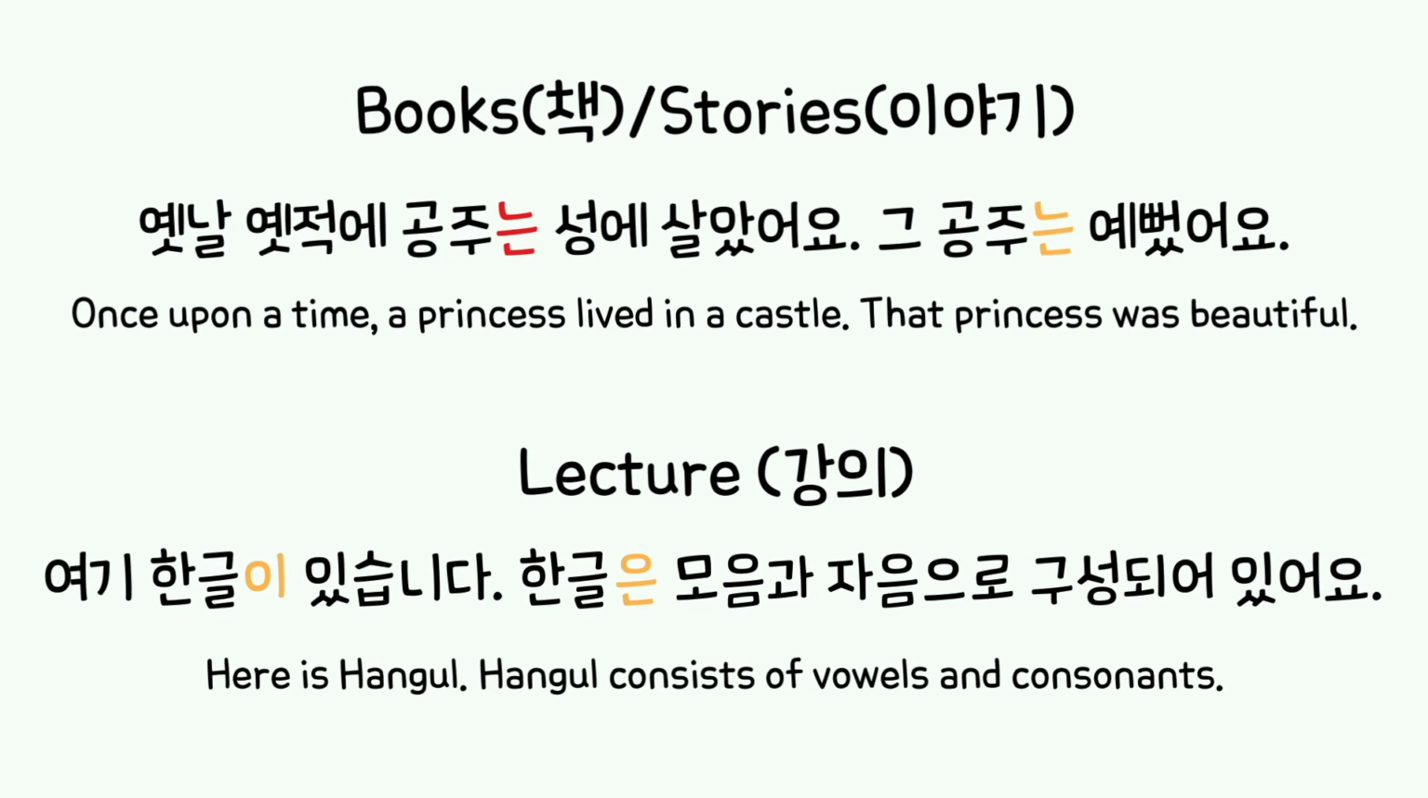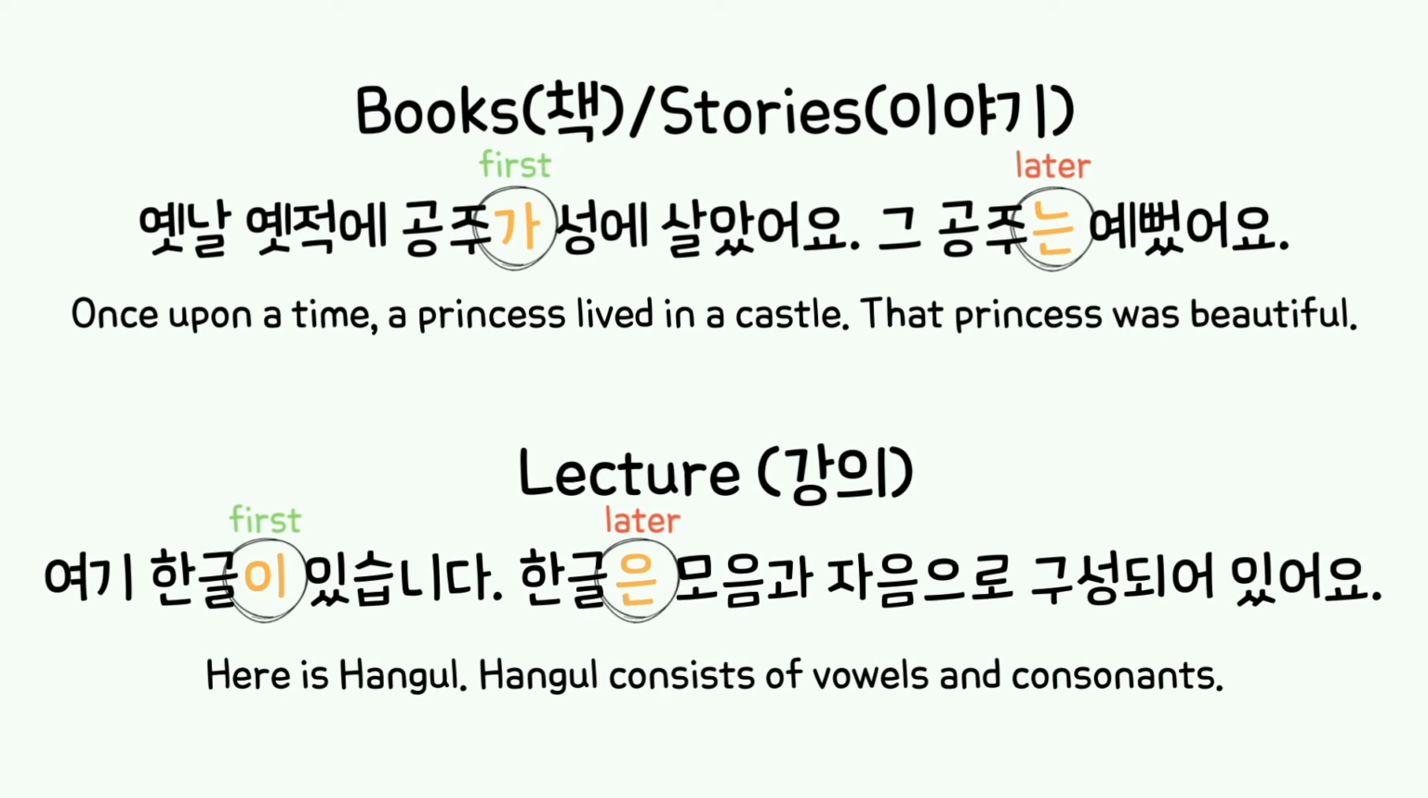If you start the sentence with 옛날 옛적에 공주는 성에 살았어요, it sounds very weird. So, you first introduce the subject with 이가 into the context, and then 는 explains the subject's action or characteristics later in the existing context. Another thing you might notice is, in these examples, 는 doesn't show any contrast at all. It is simply used for explanation.